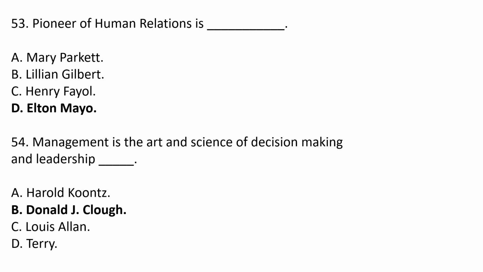Pioneer of human relations is dash. Option A Mary Parker Follett, Option B Lillian Gilbreth, Option C Henri Fayol, Option D Elton Mayo. The correct answer is Option D Elton Mayo.